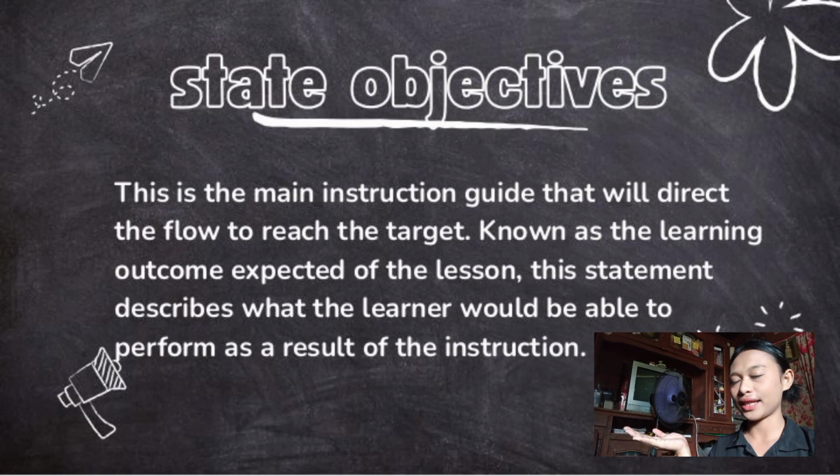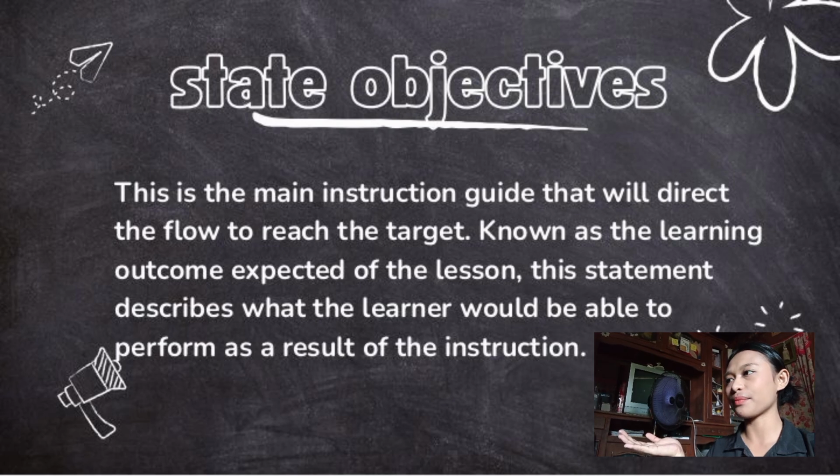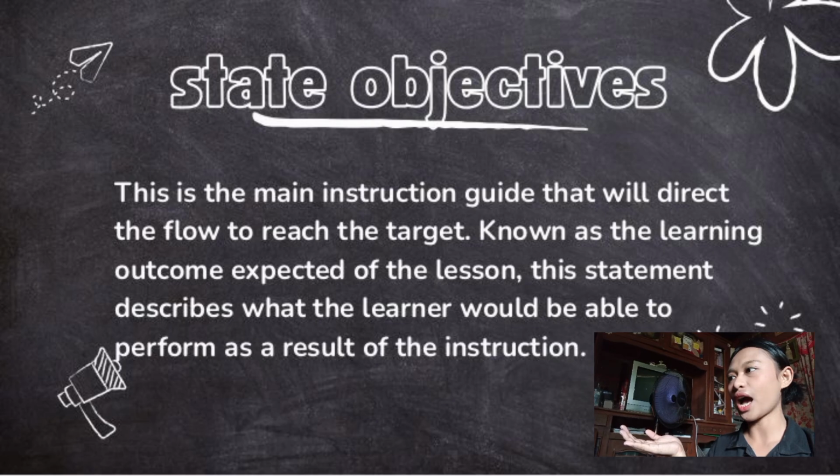Next is state objectives. State objectives is the main instructional guide that will direct the flow to reach the target, known as the learning outcome expected of the lesson. This statement describes what the learner would be able to perform as a result of the instruction. So state objectives is the guide of the teacher for the target they want to achieve and the student outcome.